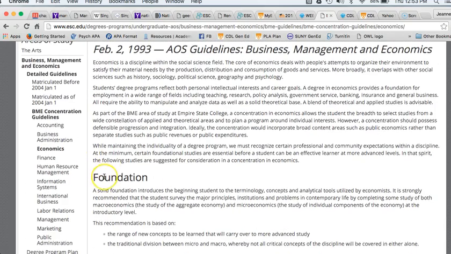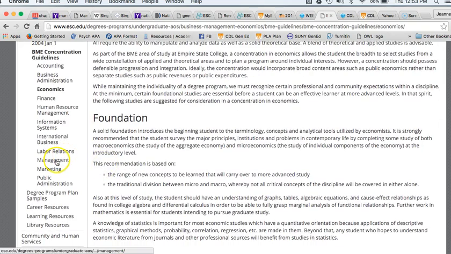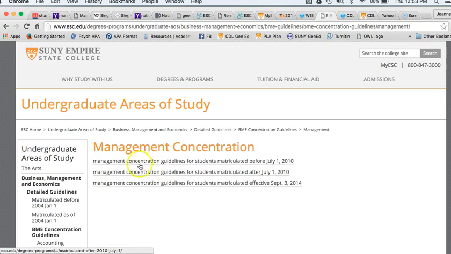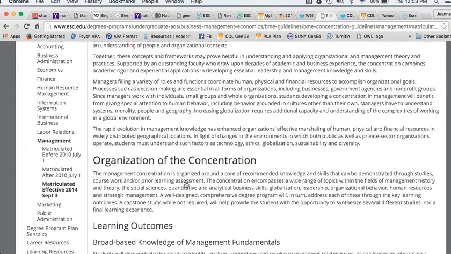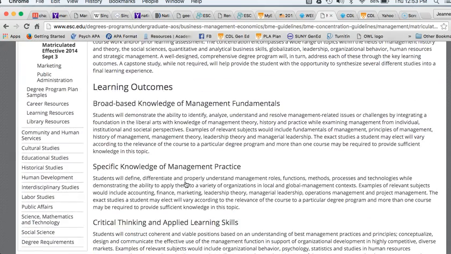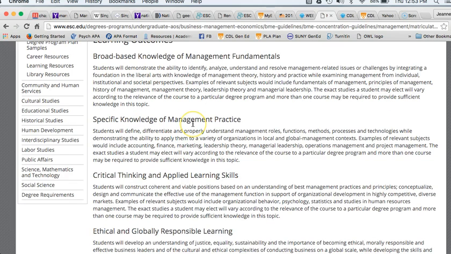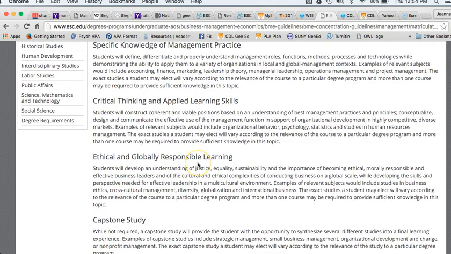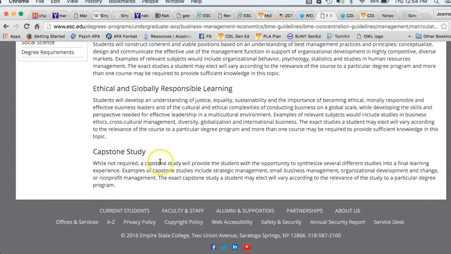Okay? Some of them are definitely more concrete. So here's management concentration guidelines for students effective 2014. And they do list this. They want you to understand broad-based knowledge of management fundamentals, specific knowledge of management practice, critical thinking and applied learning, ethics and globally responsible learning, and a capstone study.